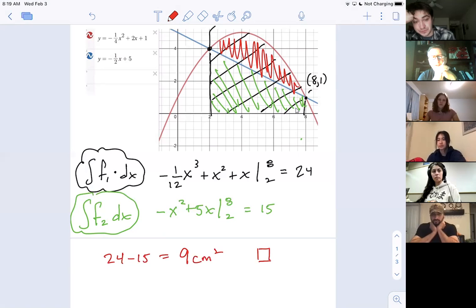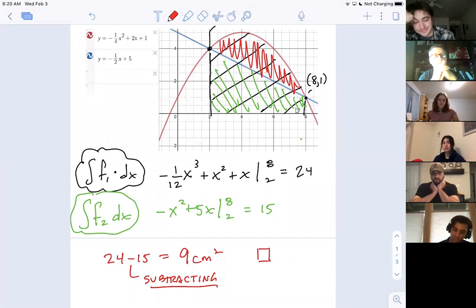Now, does the logic that you're subtracting make sense? This is extremely important. You should not be subtracting because you found a formula in the book that says to subtract them. You should look at the picture and go, well, of course you're subtracting. Duh.